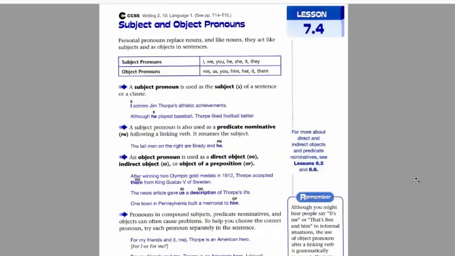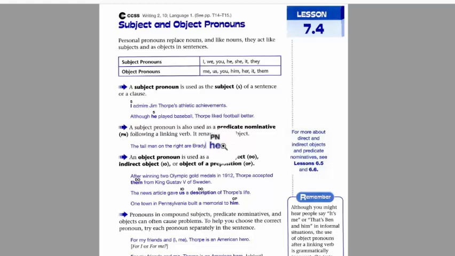Then in lesson 7.4, we talked about subject and object pronouns, and we said that I is a subject pronoun because it functions as the subject or comes before the verb, and me is an object pronoun because it receives the action. We also said that these subject pronouns can be used as predicate nominatives. This is really important. Predicate nominatives refer to nouns or pronouns that follow a linking verb, and they rename the subject. Like here, the tall men on the right are this person and he. So in this sentence here, he is a predicate nominative, and it has to be in the subject case.